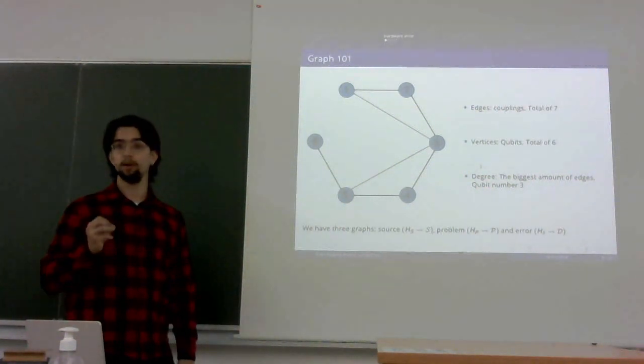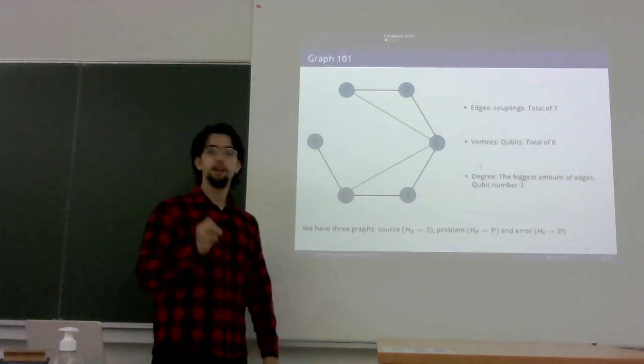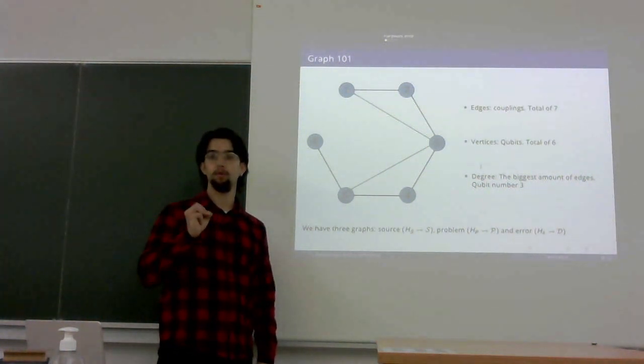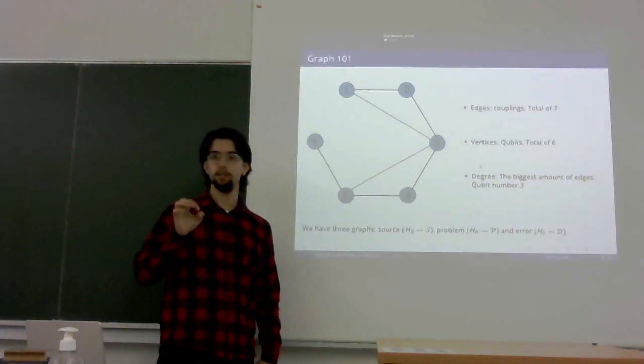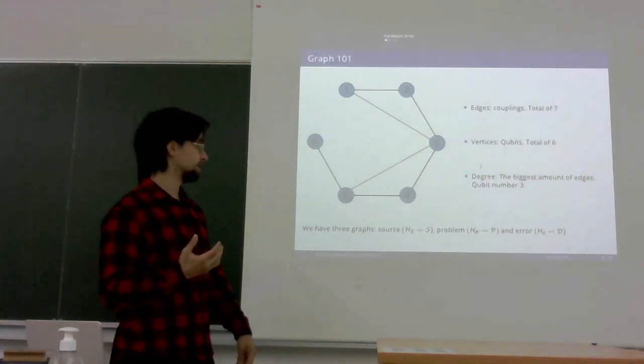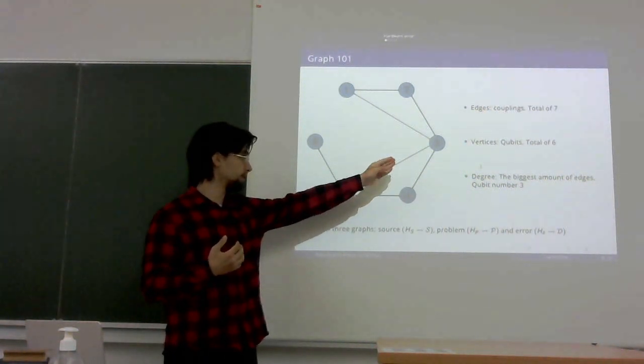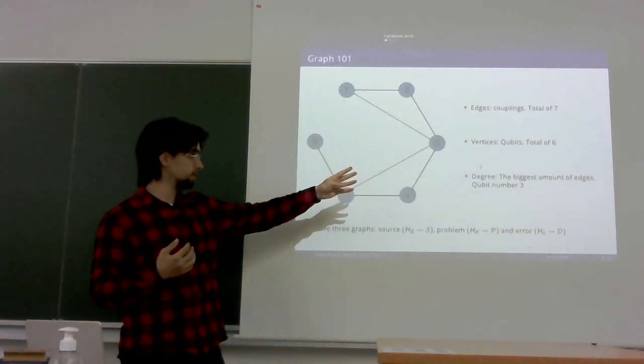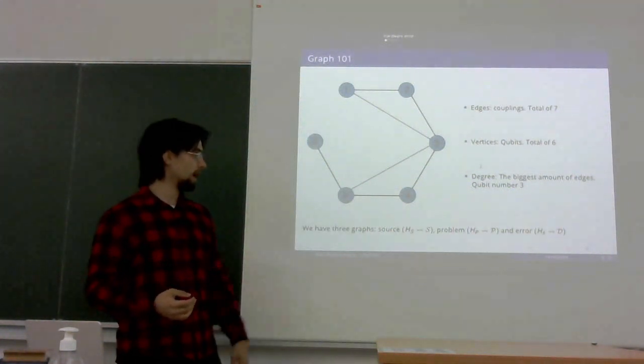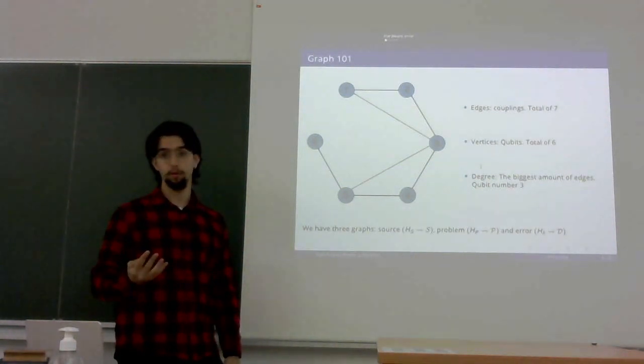And now the degree of a graph is going to be the qubit that has the biggest amount of couplings. The number of those couplings is the degree of our graph. In this example, qubit 3 has 4 couplings. We can see 4 edges, and the degree of this graph is going to be 4.